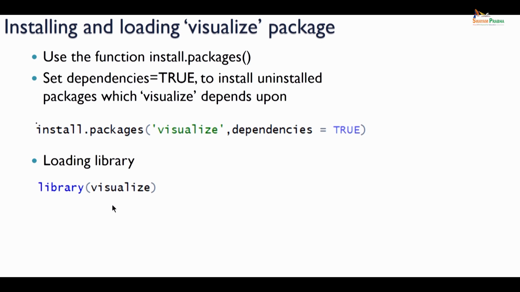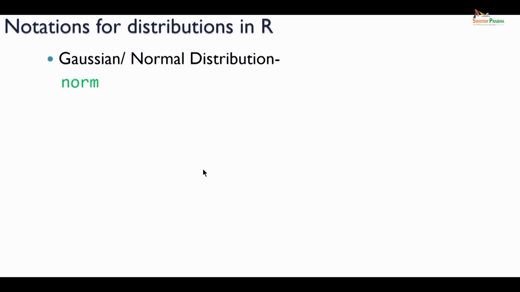So, once you install, we need to load the package. So, I am giving library followed by the package name. In this case, it is Visualize. The notation for a normal distribution in R is norm, which is written NORM.